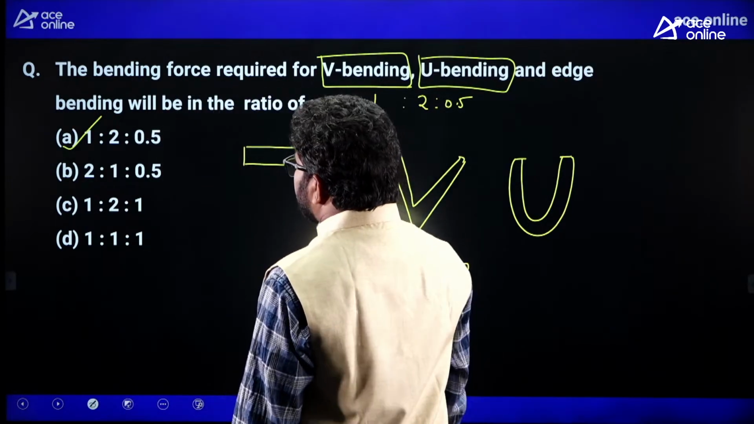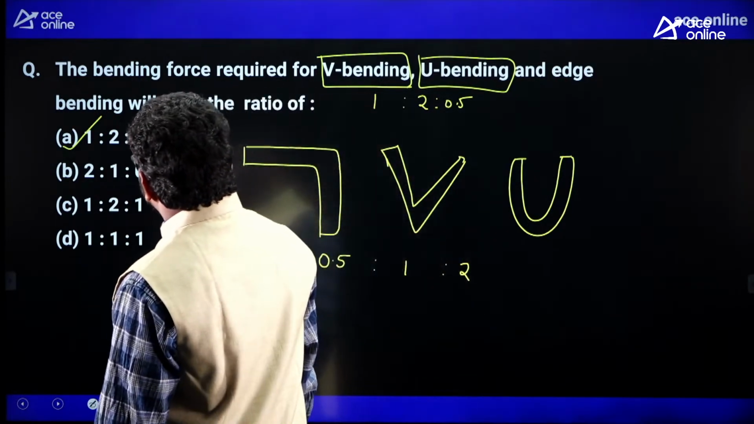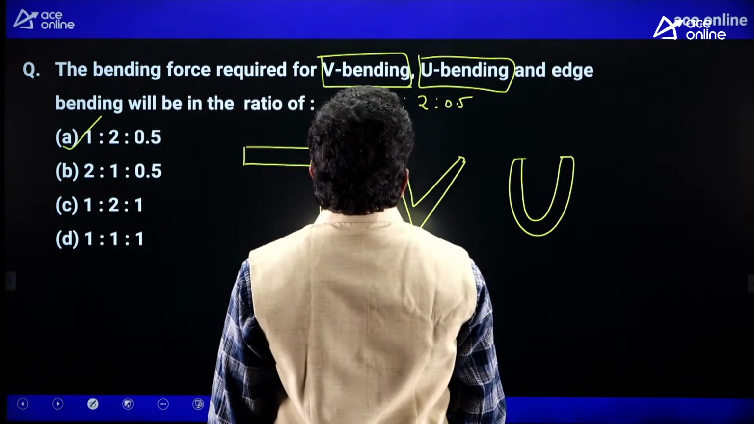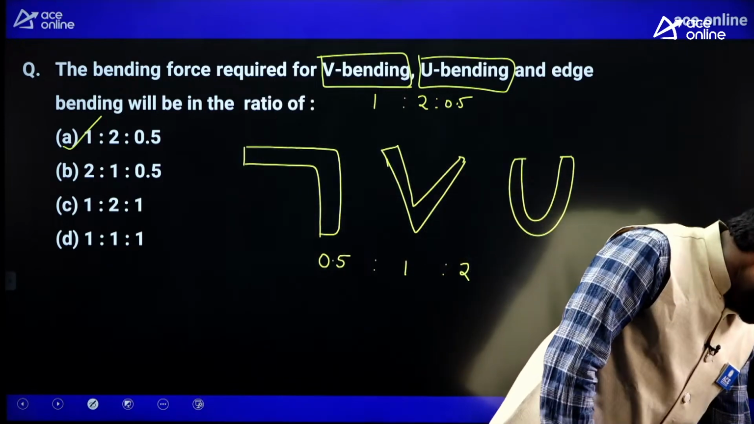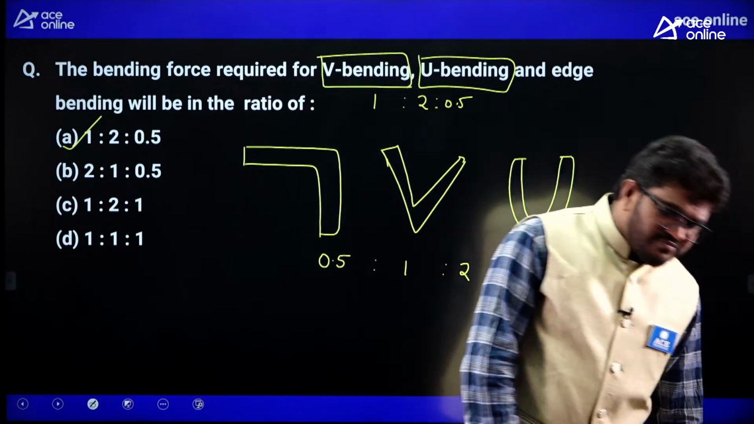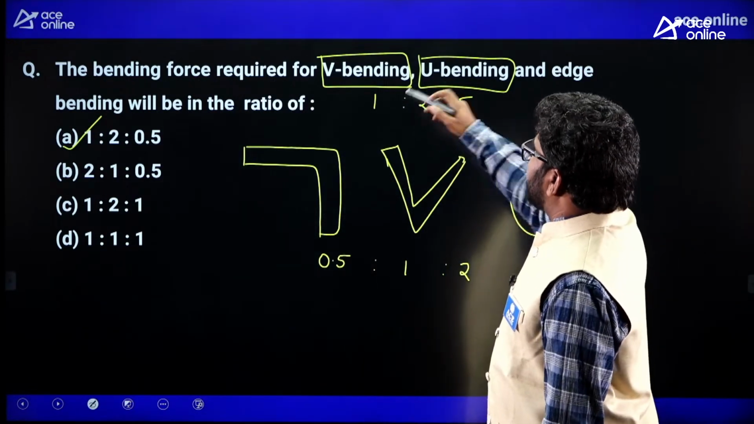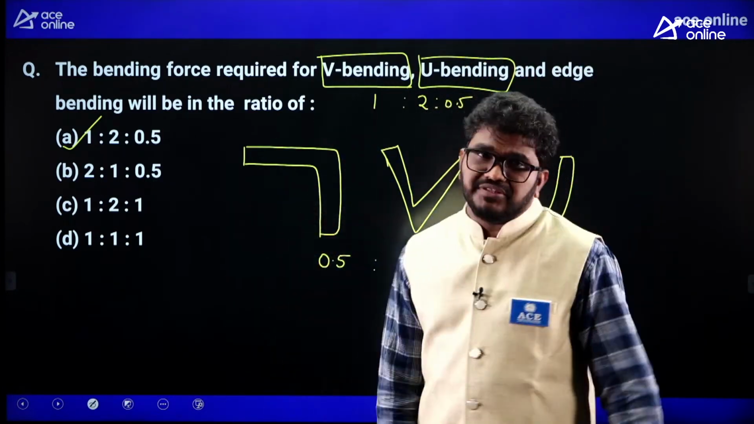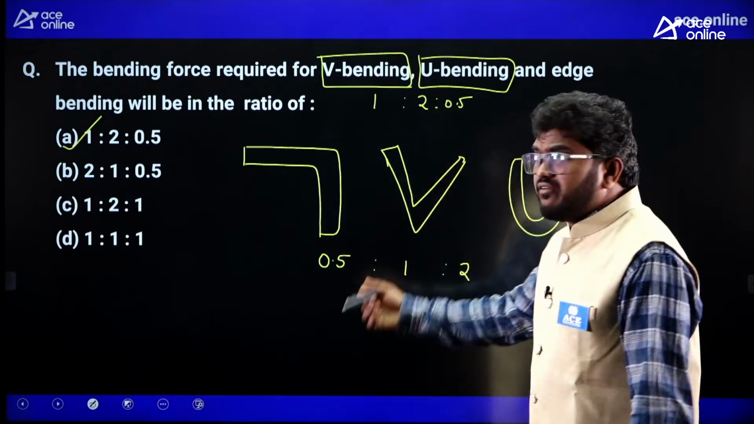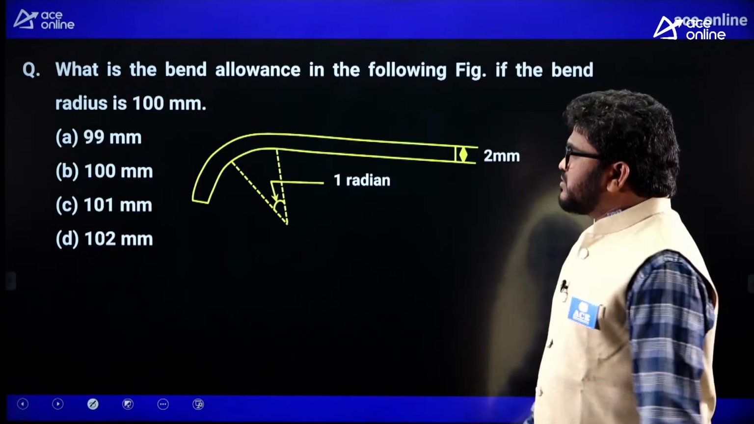Wait, I'm confusing here. Options are not correct, right? 1, 2, oh, right, correct. Answer is A for this question, correct. Vivek, you are not correct, C. Remember, V bending 1, U bending 2, edge bending 0.5. A is the correct answer for this question, correct. I was confused. Next question.